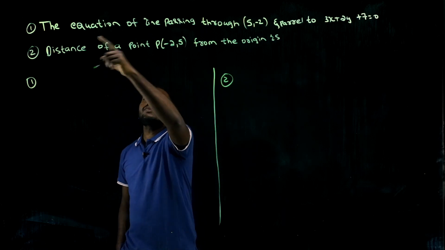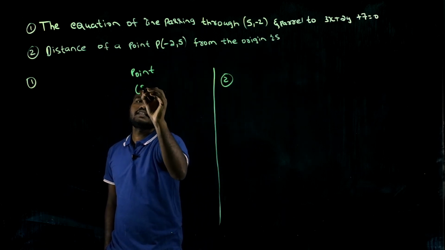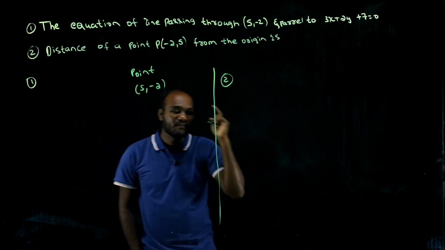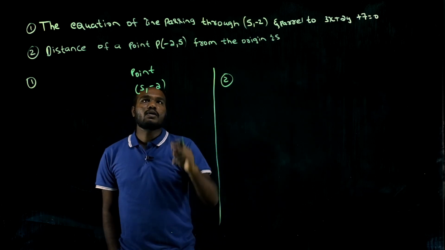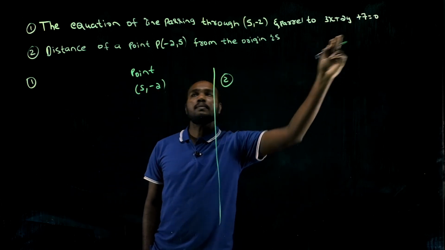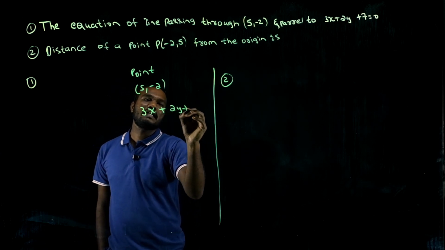So the first question is we have to find the equation of a line. A point is given, that is (5, -2). We have made an entire video dedicated to how to do questions when it's parallel to this. Please go and check it. And to talk about slope, they have given the equation 3x plus 2y plus 7.